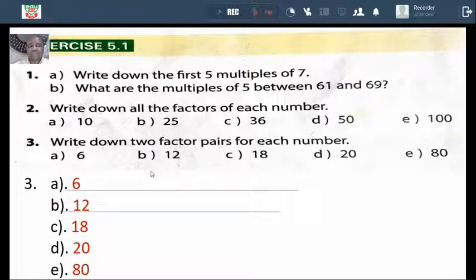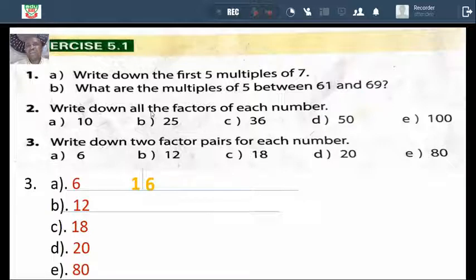Let's start with 1. So now 6 divided by 1 is equal to 6. So now what do you get? It means 1 divides into 6 exactly and gives us 6. So it means 1 times 6 is equal to 6. So 1 and 6 are a factor pair of 6. Can you get another one?